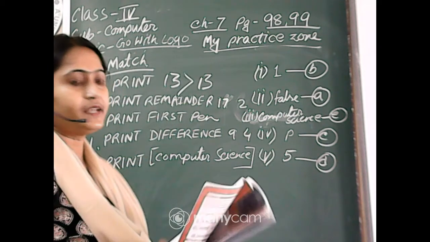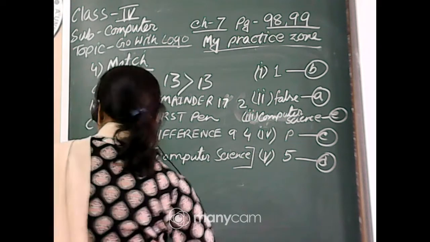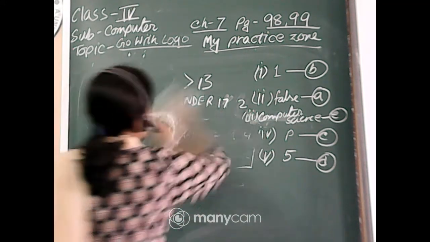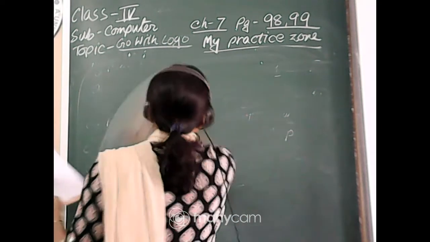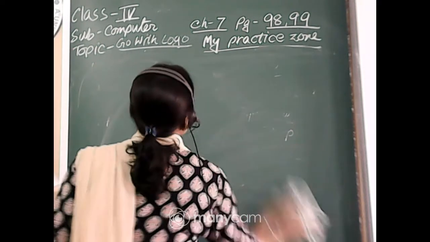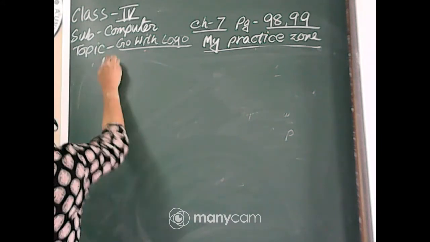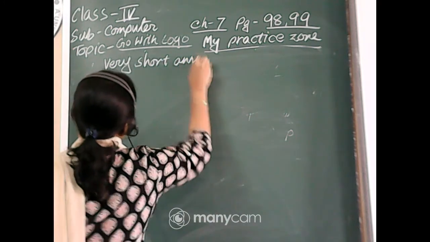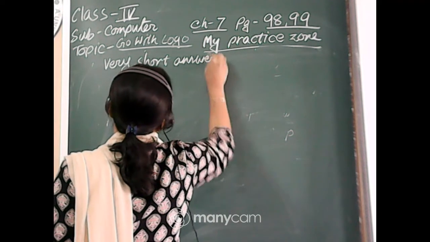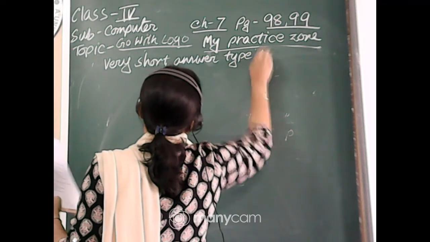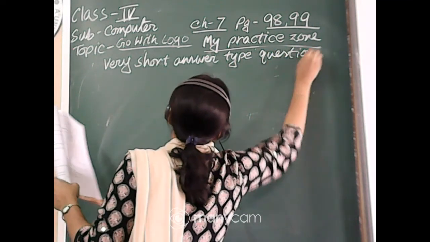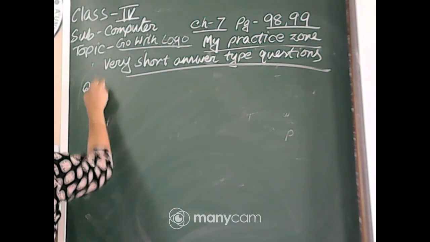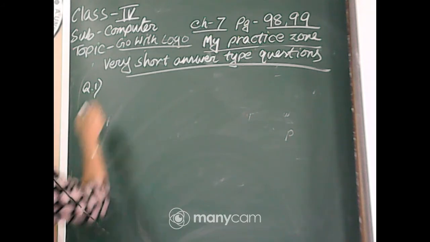Now you all please take out your notebook for the question and answer. Very short answer type questions we will solve now. Okay, write down the heading: chapter number 7, question and answer, very short answer type questions. Question number 1. What does logo stand for?